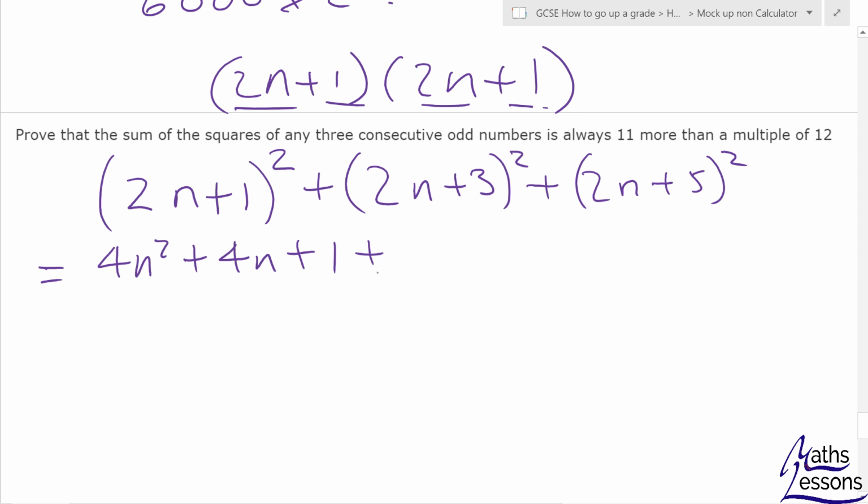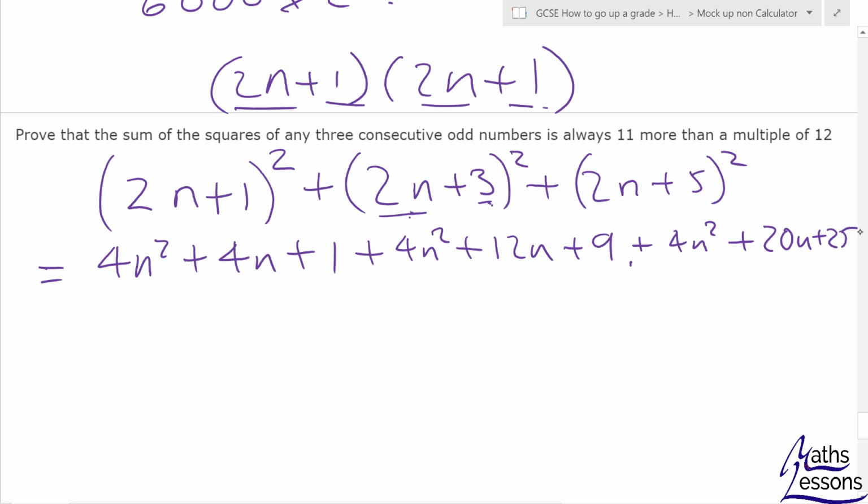And let's just repeat that. So the 2n squared gives me 4n squared. Then for the next one I get 3 times 2n plus 2n times 3, which is 6n plus 6n, which gives me 12n. 3 times 3 is going to be 9. And then I'm going to get 4n squared plus 20n plus 25 for the last one. And then we're going to put these all together. So I've got a 4n squared, 4n squared, 4n squared. Just make that easy to see. So that gives me 12n squared.